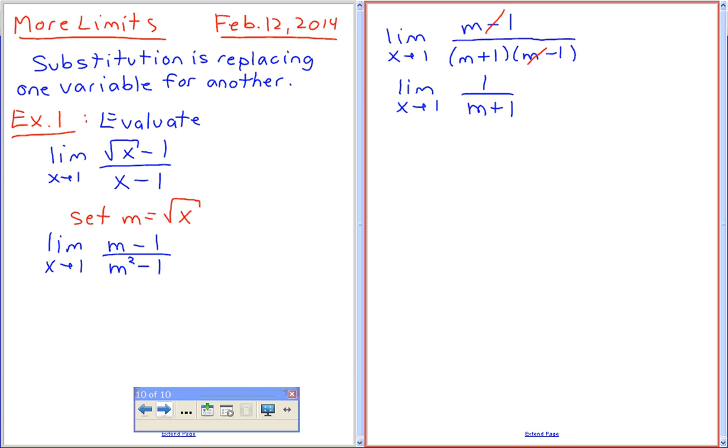Okay, guys, just in 1 second. What's the next thing I have to do, Michael? Replace m with the root of x. Yeah, because we're actually dealing with this in terms of x, right? So we're going to sub back in. So this turns into the limit as x approaches 1 of 1 over root of x plus 1, which turns into 1/2.